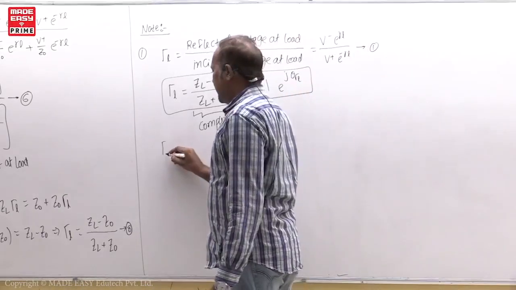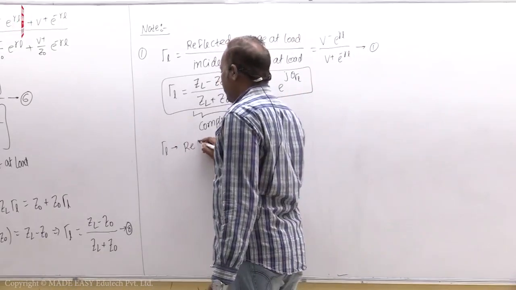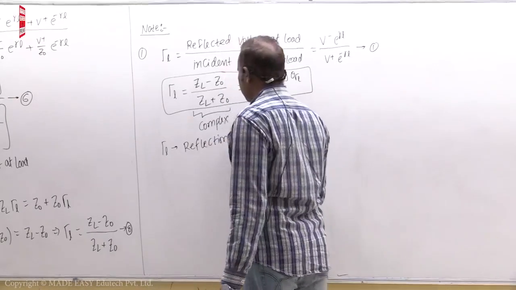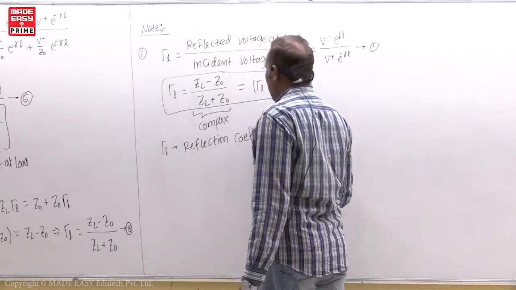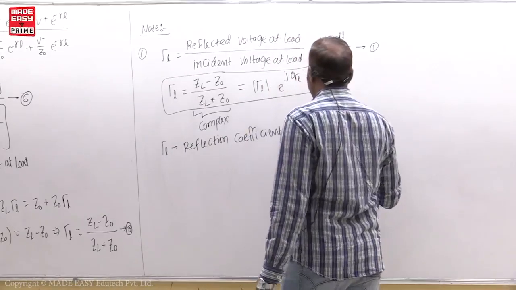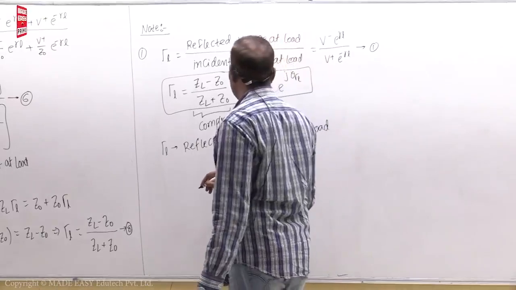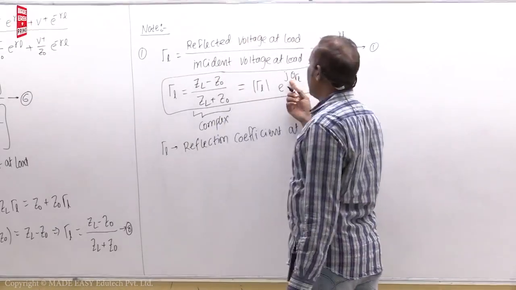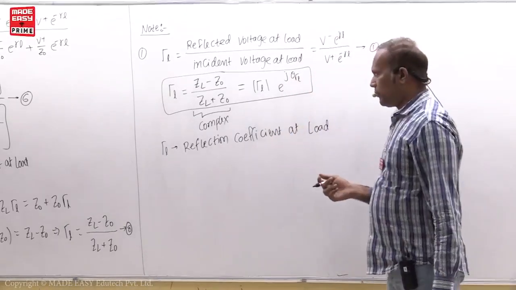So here gamma L is the reflection coefficient at load. Then mod gamma L is the magnitude of the reflection coefficient. Theta gamma L is the angle of the reflection coefficient.